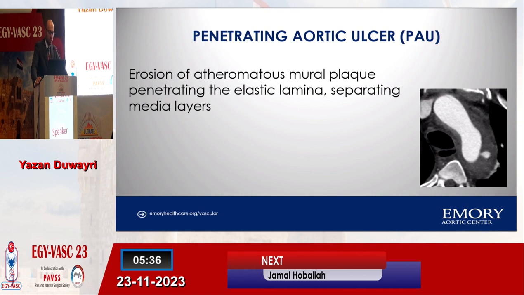Now, penetrating aortic ulcer, on the other hand, is due to erosion or a defect in the elastic lamina of the endothelium, and therefore results in separation within the medial layers as blood flows between the adventitia and the intima. This is identified by high-resolution CT scans as flow of contrast as an ulcer-like projection from the aortic lumen into the media.